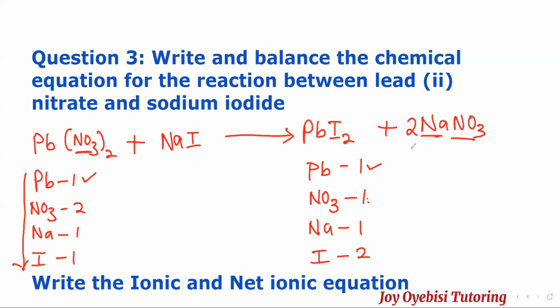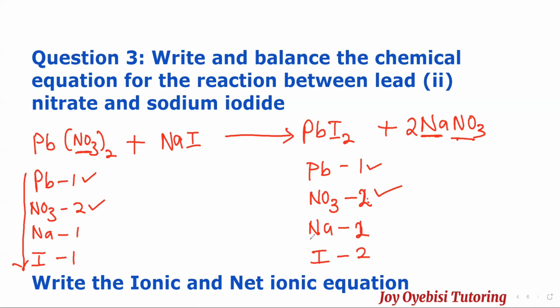And adding 2 has affected both the sodium and the nitrate. So I have 2 nitrate and I also have 2 sodium. Okay, so nitrate is now balanced. I move on to sodium. Sodium on my left is 1.